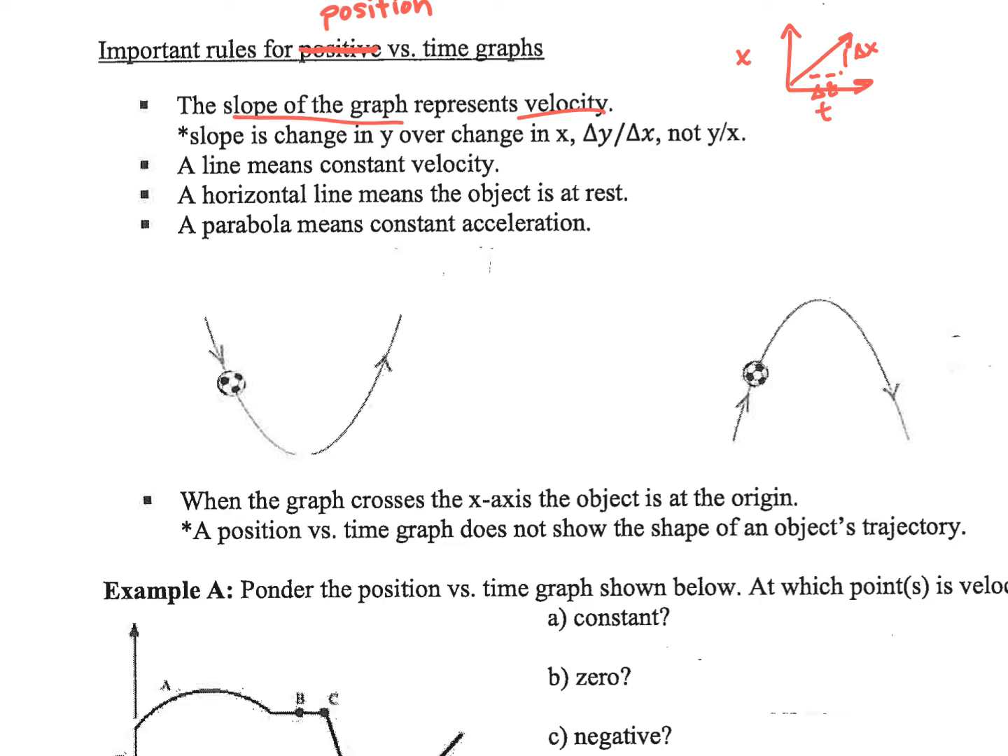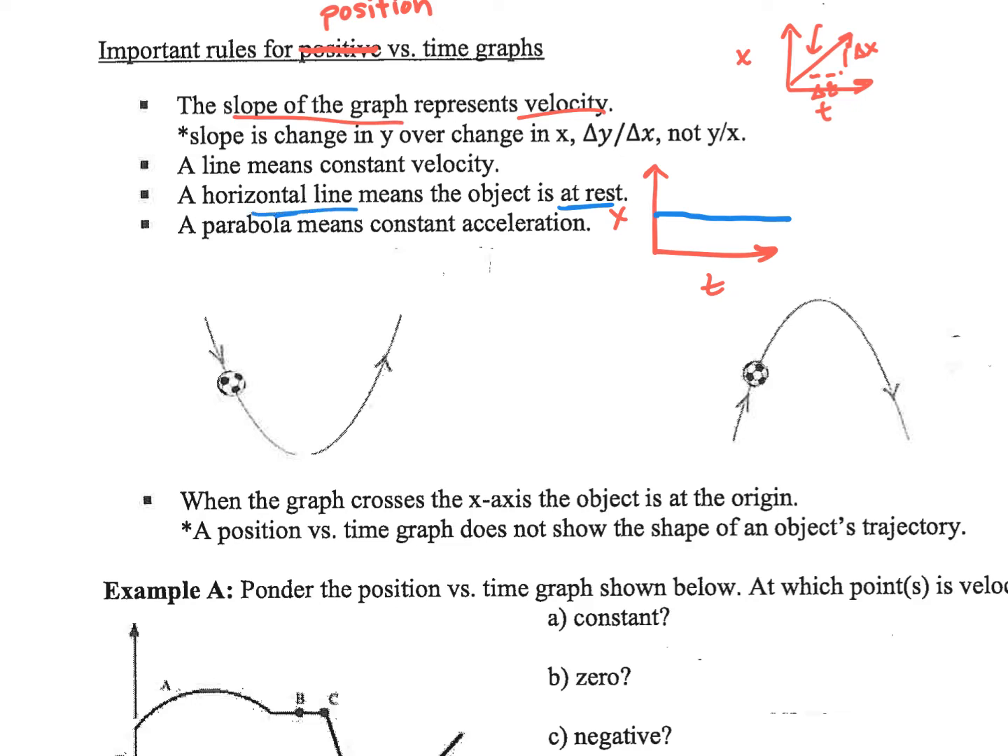Okay? If it is a straight line, it is a constant velocity. Like this has a constant velocity because it has the same slope everywhere, doesn't it? Yes. If it's a horizontal line, in other words, if x is here and t is here, but the graph looks like this, what is that telling me about the position? It's not changing, is it? It's not moving. So a horizontal line means the object is at rest.